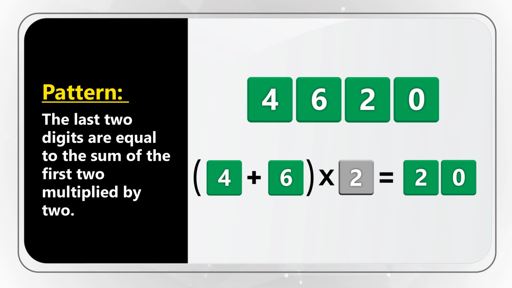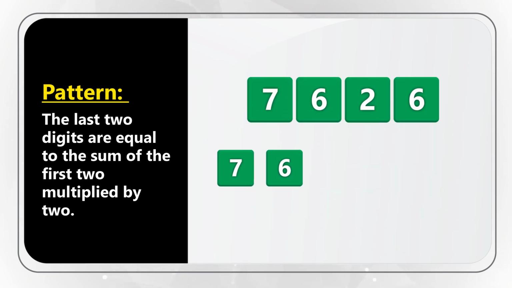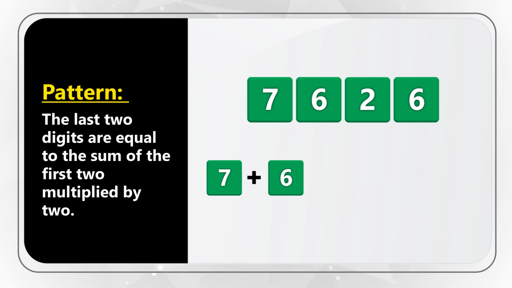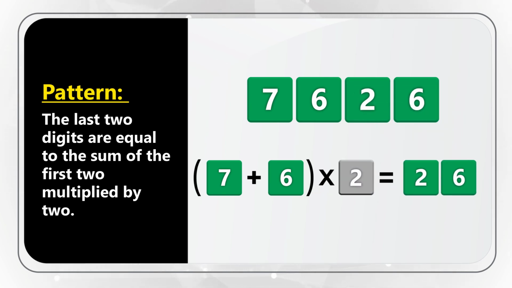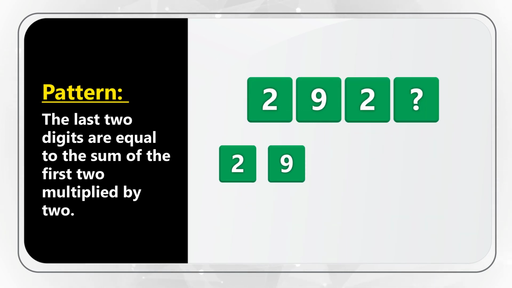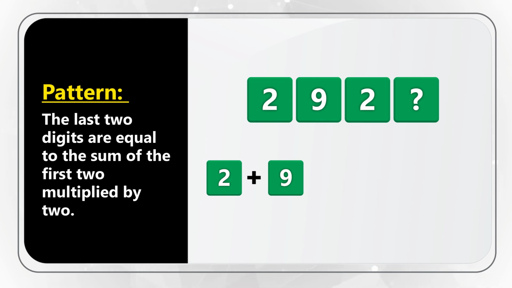And then the last row would be (7 + 6) multiplied by 2, which would be 13 multiplied by 2, which would be equal to 26. So the missing number would be calculated as (2 + 9) multiplied by 2 equals 22. So the correct answer here is choice A, 2.